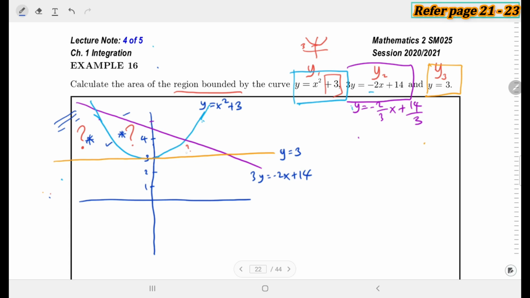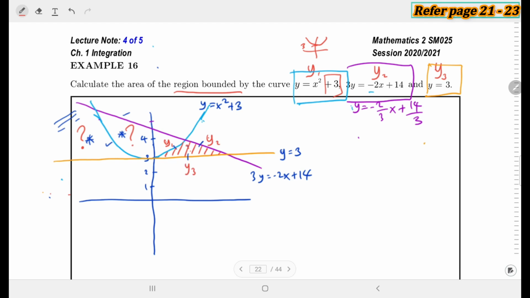Okay, and then if we look at the last region here, this region has been bounded by the blue color, the purple color, and the orange color. Okay, class, this is the region that we are going to find the area of, because the 3 colors represent every function here, y1, y2, and y3. Here is y1, here is y2, and here is y3.